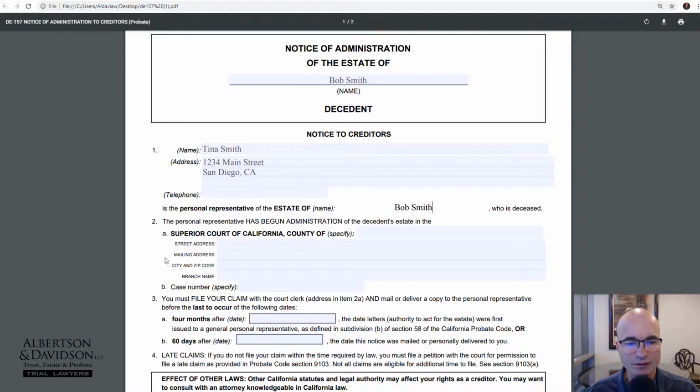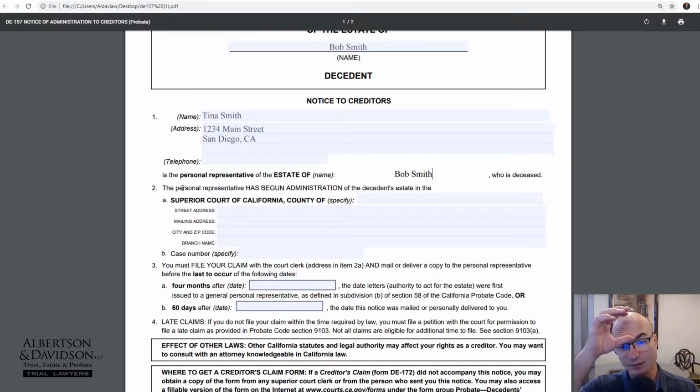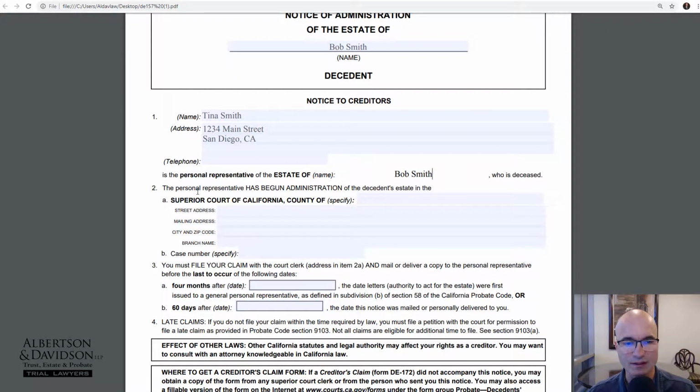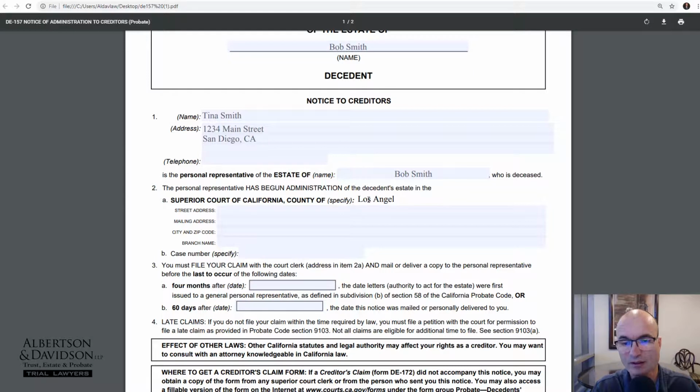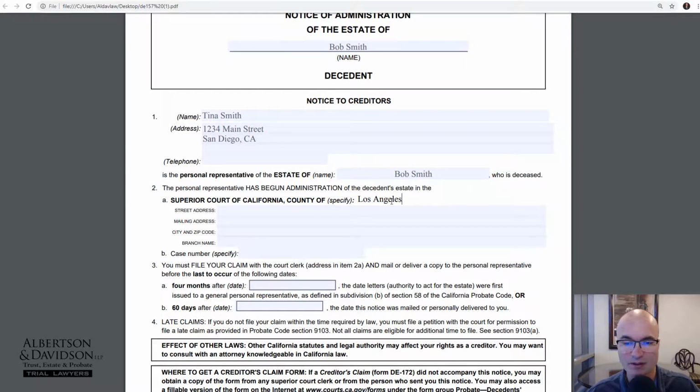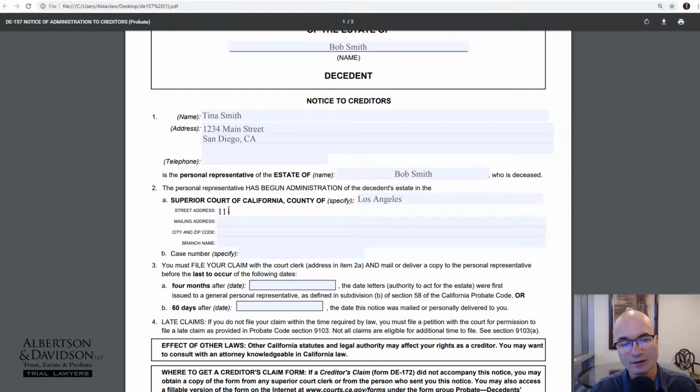And then on number 2, the personal representative has begun administration of the decedent's estate in the Superior Court, County of. So you have to say what county you're in. So if you're in Los Angeles, you'll just type Los Angeles County. If you're in San Diego, San Mateo or San Francisco, just type in the county, and then you're going to put the street address of the courthouse so people know where to send their creditor's claim, because eventually the creditors are going to have to send you notice but also file a claim with the court.